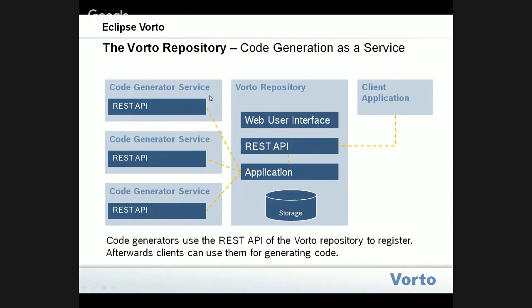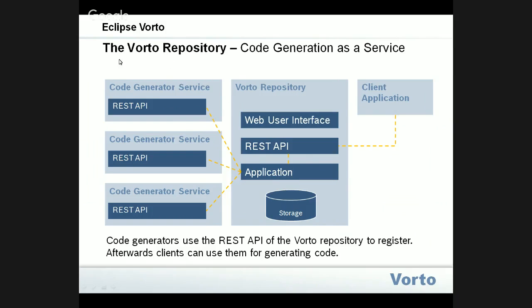So the new architecture of the Vorto repository now is the following. The Vorto repository is a Spring application providing its REST API, and it provides the functionalities where code generators can register. So the code generators now are microservices. They are also Spring Boot applications, and they are registering themselves and their functionalities on the repository. And afterwards, the repository provides the functionalities of the code generators to client applications and also via the user interface here.